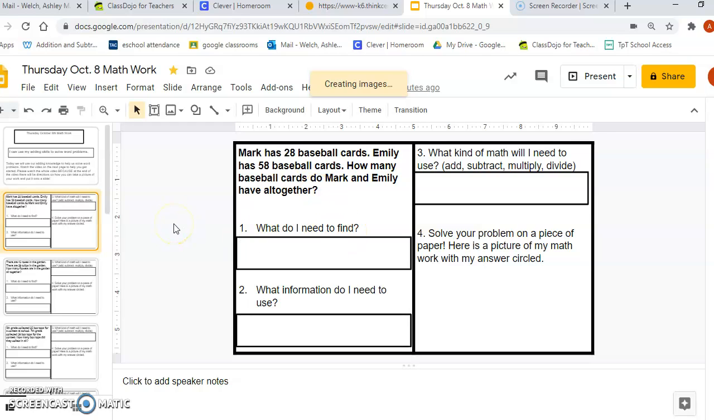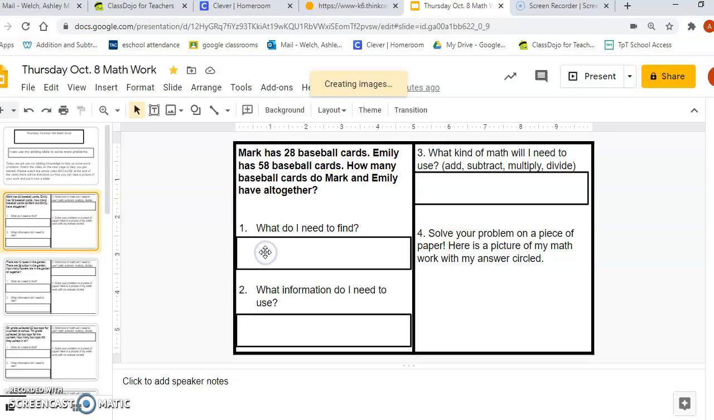So when we're solving a word problem, the first step we always need to do is think, what do I need to find? So really that means, what is the question I'm trying to solve? What am I trying to find out? So I know that Mark has 28 baseball cards. I know Emily has 58 baseball cards. And then it says, how many baseball cards do Mark and Emily have all together?